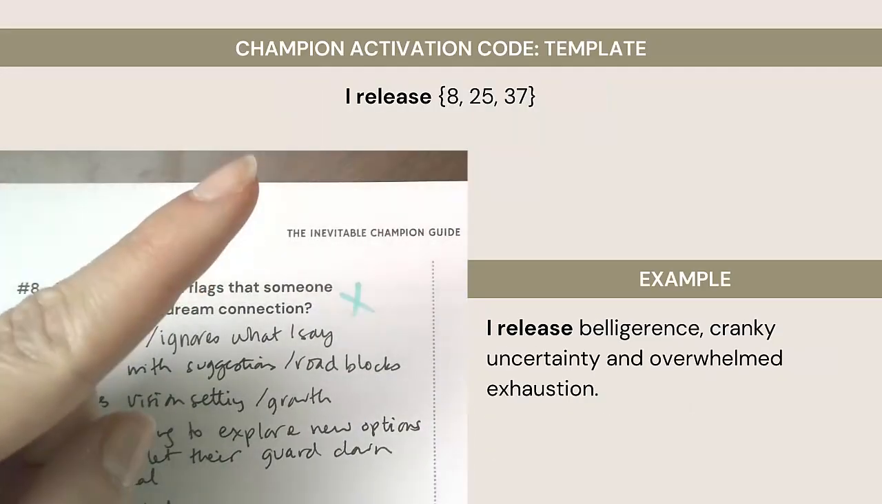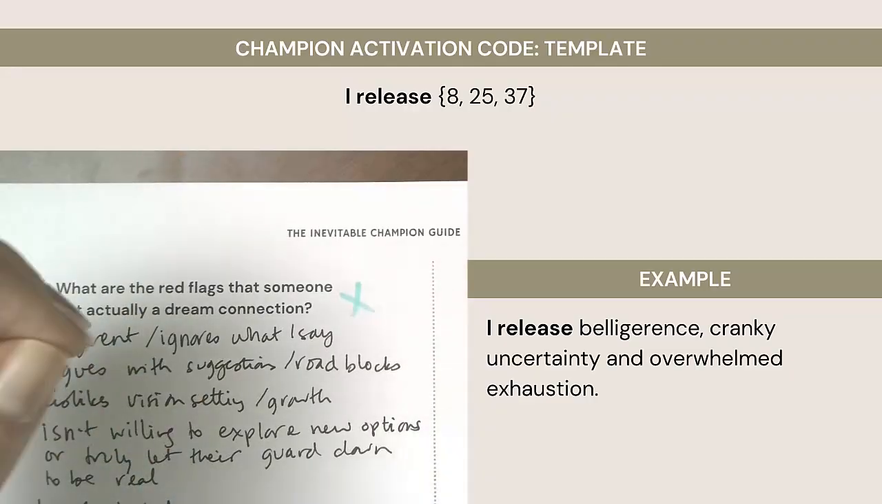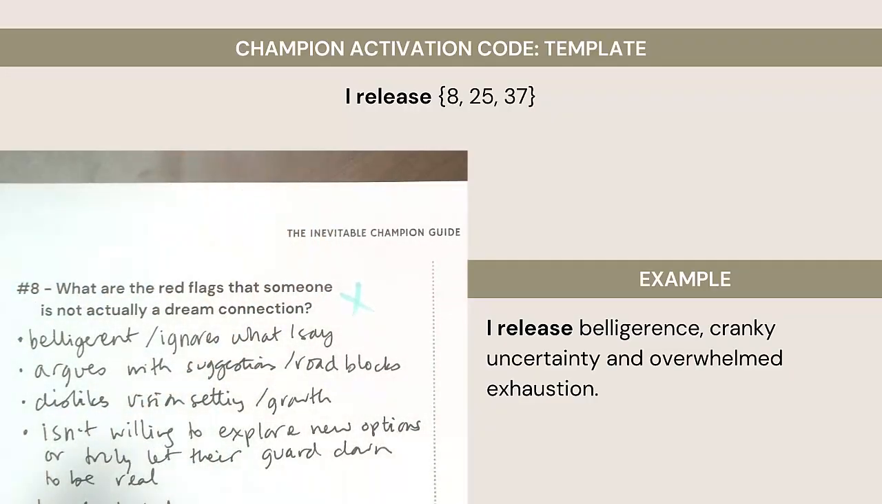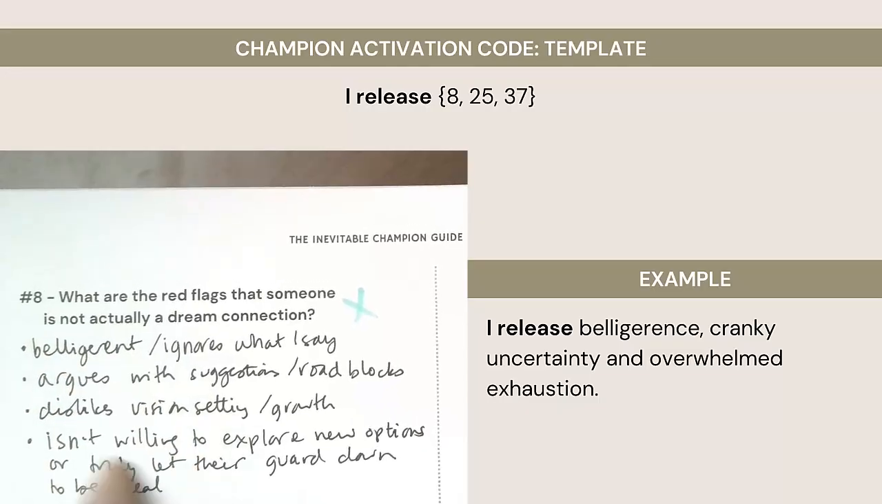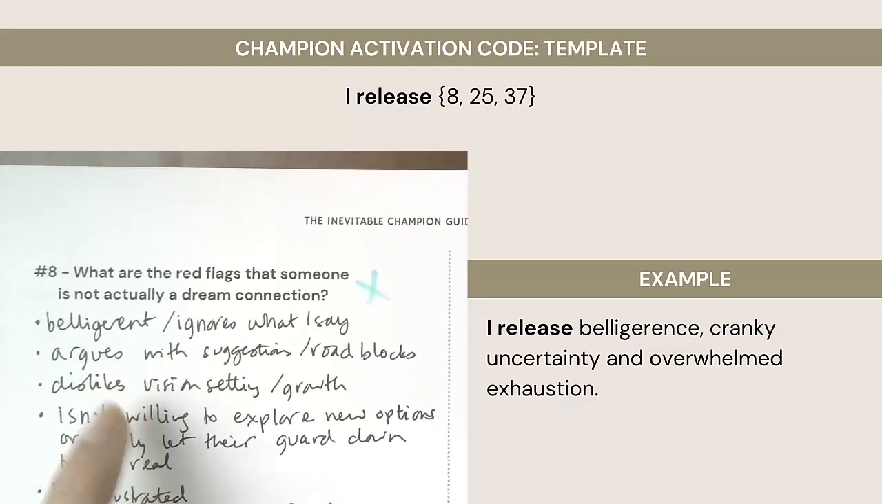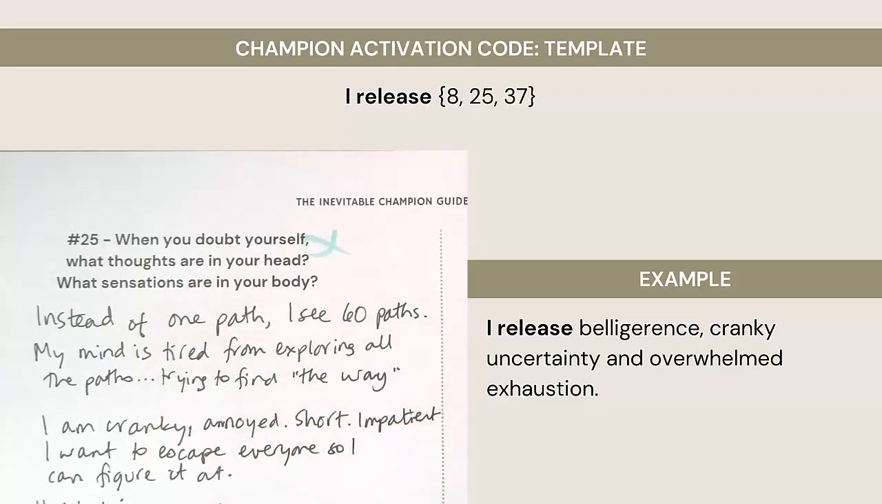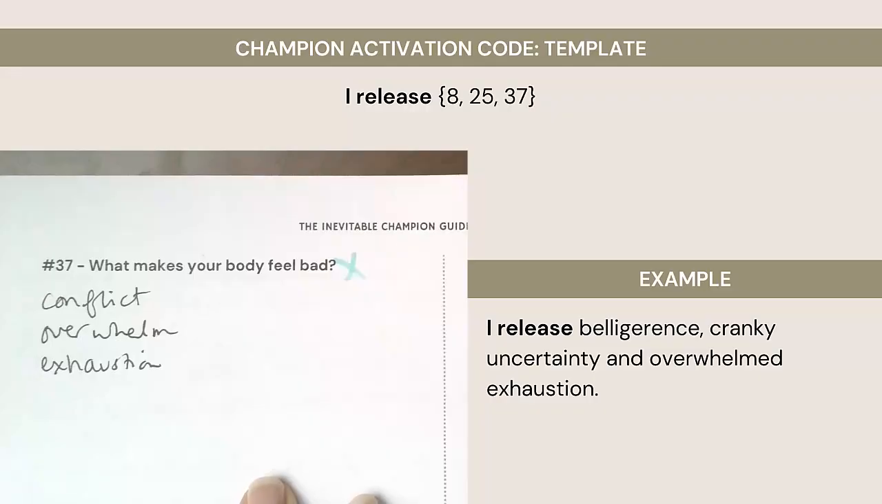Our next sentence is I release things from number 8, 25, and 37. 8 is the red flags that someone is not a dream connection. 25 are the doubting thoughts and sensations. And 37 is the things that make your body feel bad. So in here, we're actively releasing and letting go of these things.